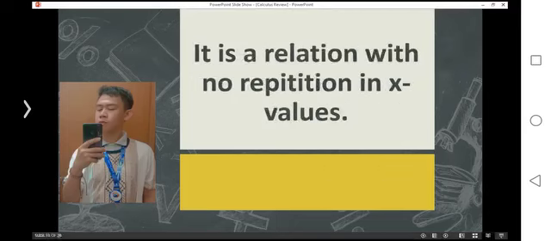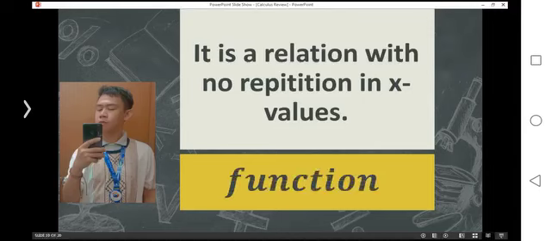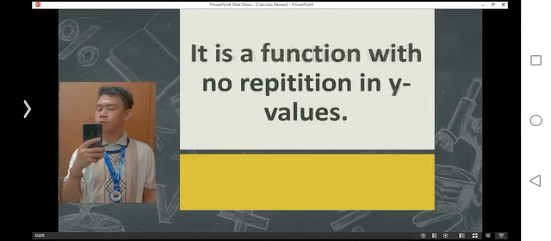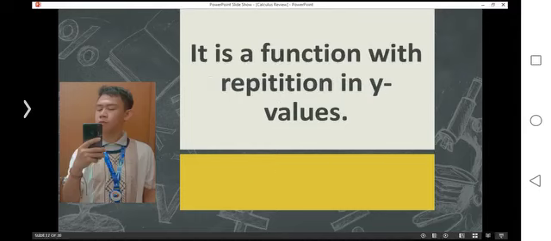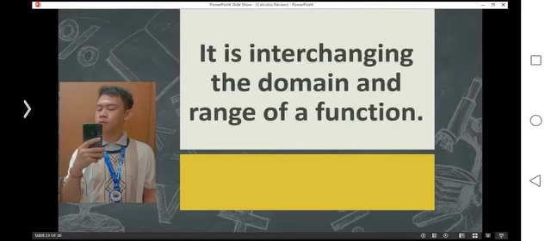Next, it is a relation with no repetition in x values. Correct answer? Function. Next, how about a function with no repetition in y values? Answer? The correct answer is one-to-one function. Next, how about a function with repetition in y values? Answer? Many-to-one function. Next, it is interchanging the domain and range of a function.